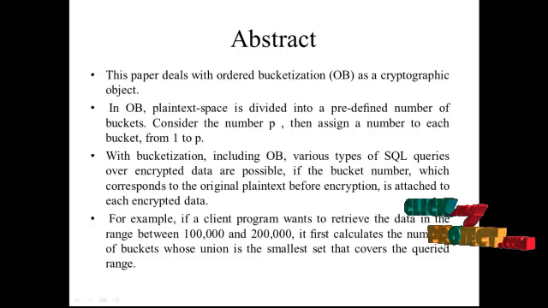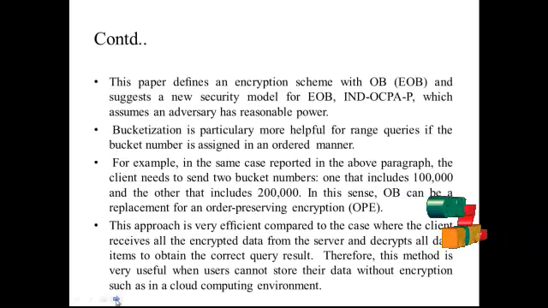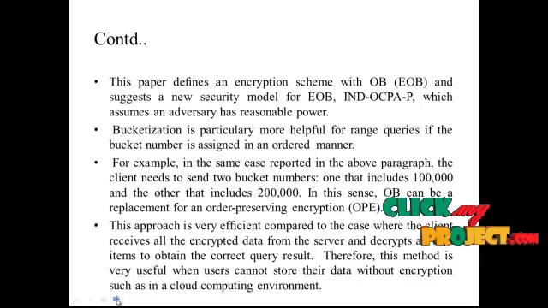For example, if a client program wants to retrieve the data in the range between 100,000 and 200,000, it first calculates the numbers of buckets whose union is the smallest set that covers the queried range. Then this paper defines an encryption scheme with OB called EOB and suggests a new security model for EOB called IND-OCPAP, which assumes the adversary has reasonable power.